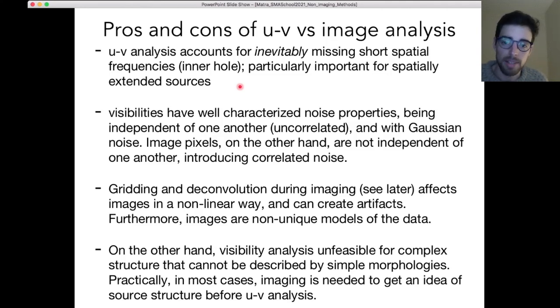Okay, so I hope this was useful and it gave you a nice idea of what the visibility data really looks like, and tried to make you a little bit more comfortable with it before you go into imaging. Okay, so thank you.